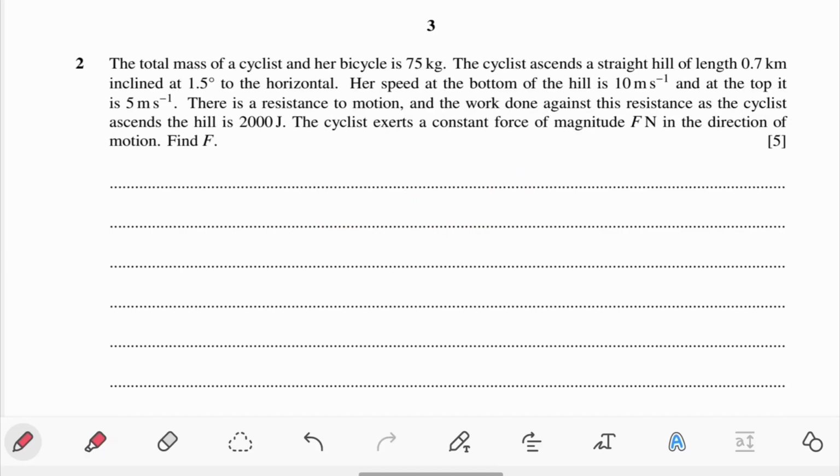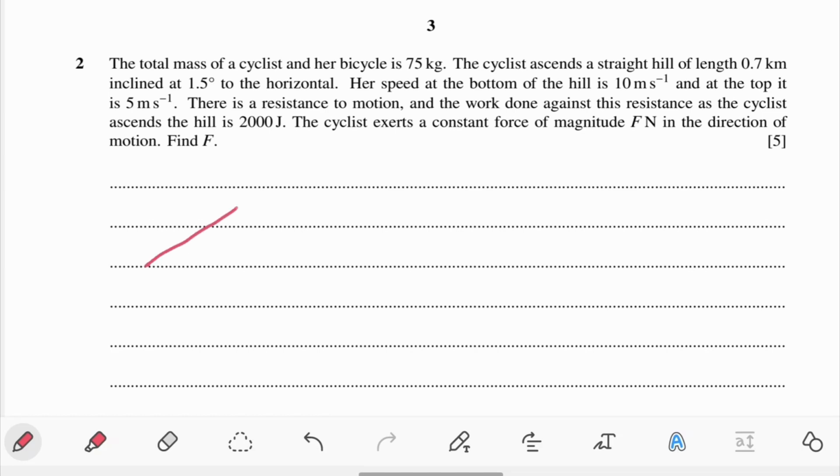Question 2. The total mass of a cyclist and her bicycle is 75 kilograms. The cyclist ascends a straight hill of length 0.7 kilometers, inclined at 1.5 degrees to the horizontal. The speed at the bottom is 10 meters per second, at the top is 5, and the resistance to motion as the cyclist ascends the hill is 2,000 joules. The cyclist exerts a force in the direction of their motion. So we need to find this force.